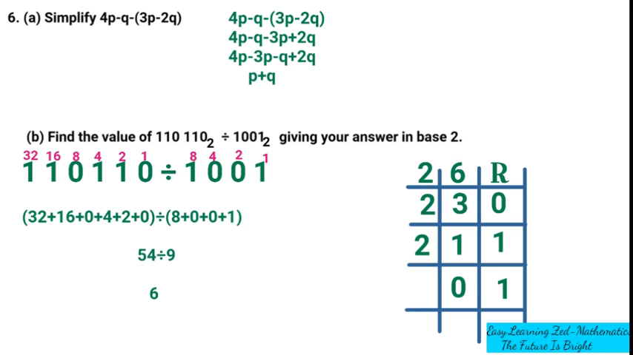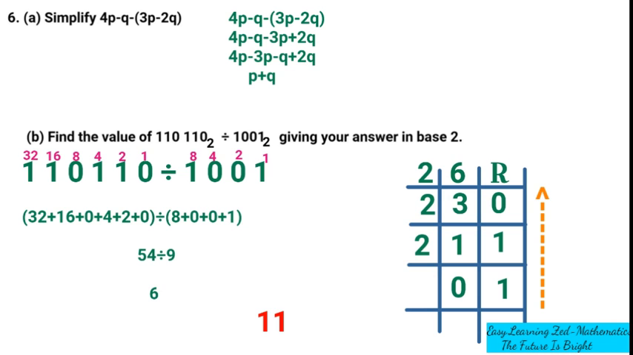So the next thing now, we need to copy the answer. Remember, when you're writing the answer in this method, the answer is gotten from the remainders, and you write the answer starting from the bottom going upwards, the way my arrow is pointing. So you start with the number on the bottom and end with the number on top. So here we write 1 from the bottom, then 1 again, then 0. And then we should also write that it is in base 2.